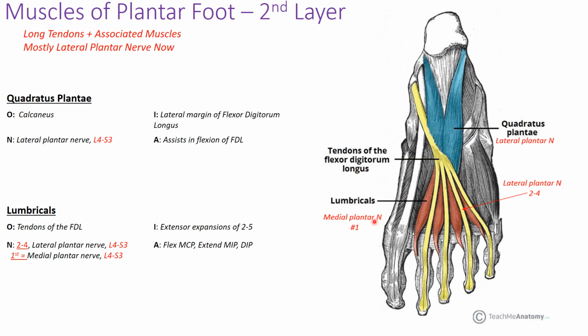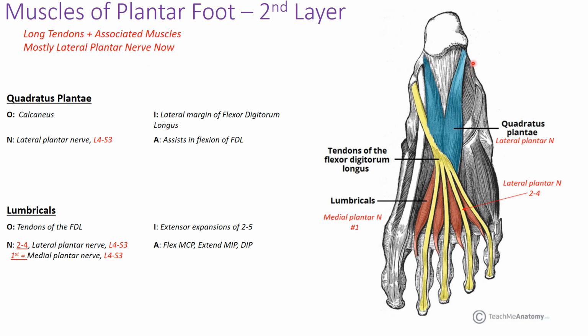Going into our next layer within the foot, we have now removed the superficial layer and we're looking deep. So in this layer, you have your long tendons and the two muscle groups that are associated. And now we're thinking about innervation primarily by the lateral plantar nerve from here on out. There will only be an exception in each one of these layers that will be medial plantar nerve. The majority muscle is going to be lateral plantar nerve from here on out.